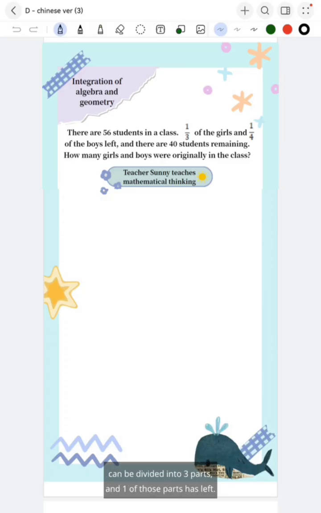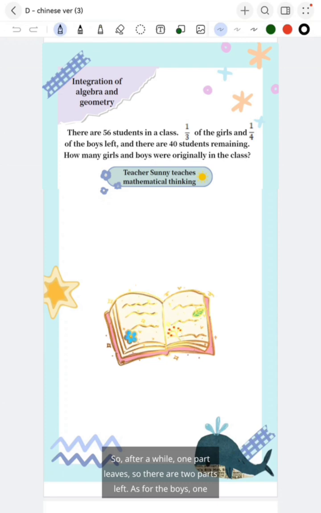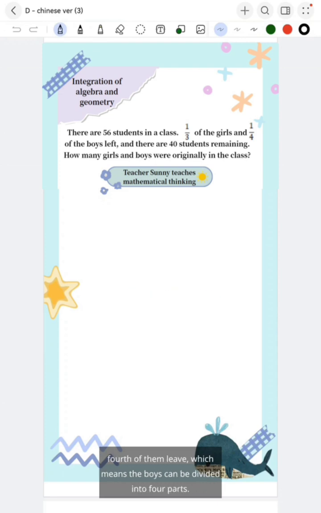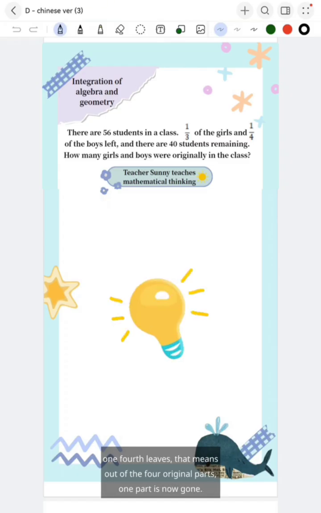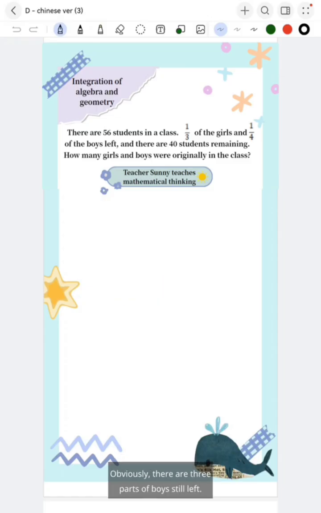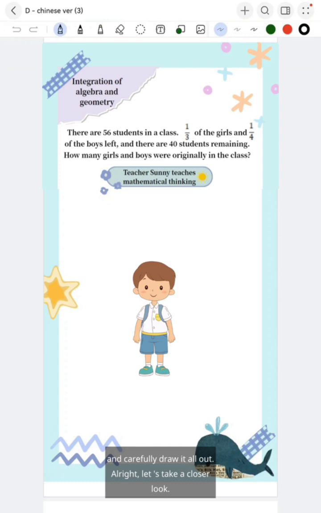As for the girls, they can be divided into three parts, and one of those parts has left. So one part leaves, and there are two parts left. As for the boys, 1/4 of them leave, which means the boys can be divided into four parts. We treat the total number of boys as one unit. If 1/4 leaves, that means out of the four original parts, one part is gone. Obviously, there are three parts of boys still left. Once you grasp the meaning of these parts, this problem becomes very easy to solve. Let's use modeling and draw it all out.